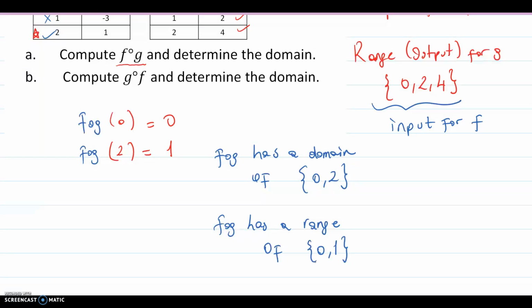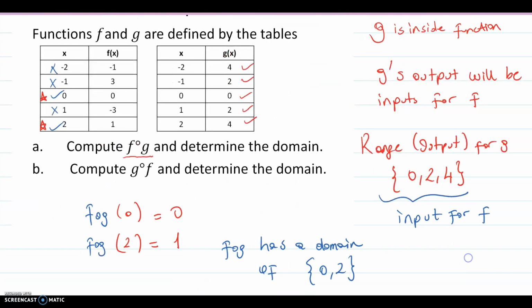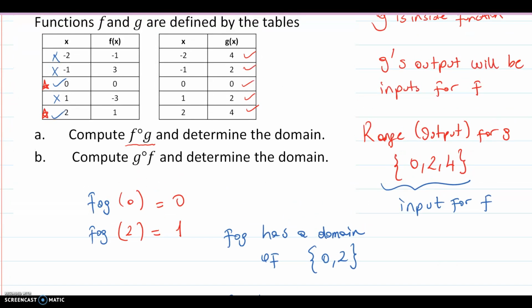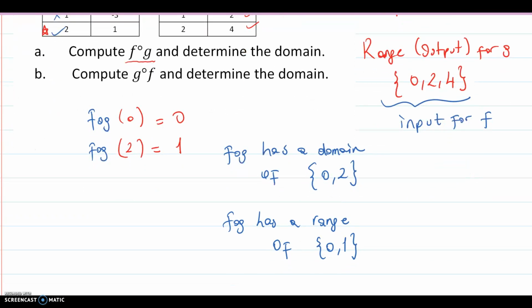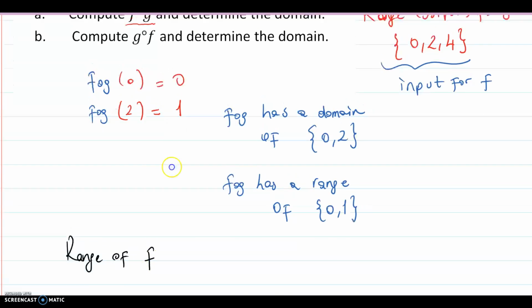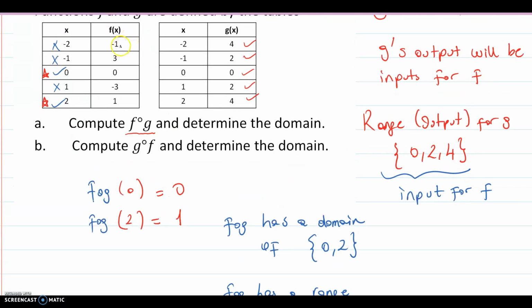We can do g of f if you want, in the same manner. All right, so with g of f, now we need to look at the outputs of f, or range of f. So range of f is -1, 3, 0, -3, 1. Okay, so then we need to consider all of them.